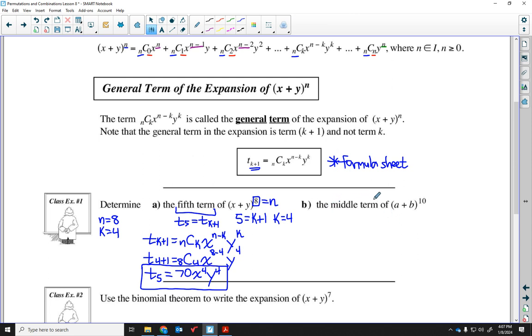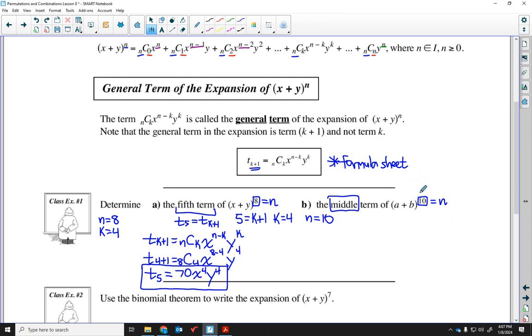Now this one says the middle term of a plus b to the power of 10. The first thing to identify is that exponent on the outside of the binomial. That is going to be the value of n. So we'll say n is equal to 10. Now, it's not very specific right here. It does ask for the middle term, but it doesn't tell you what the middle term actually is.